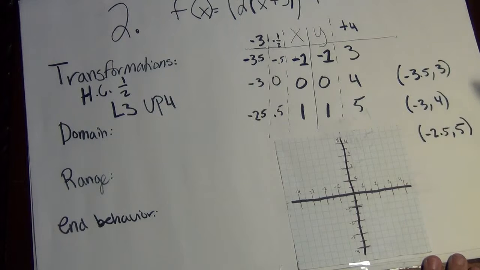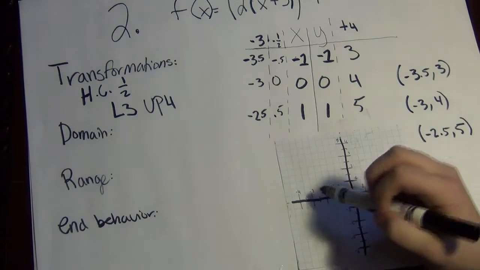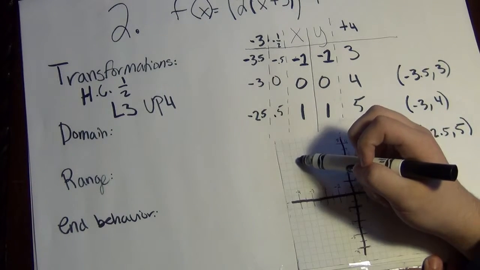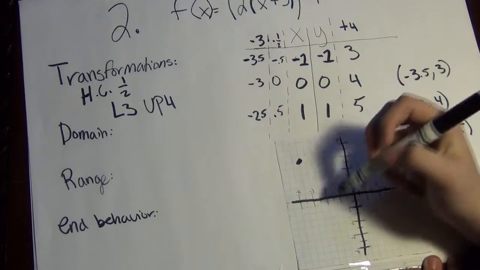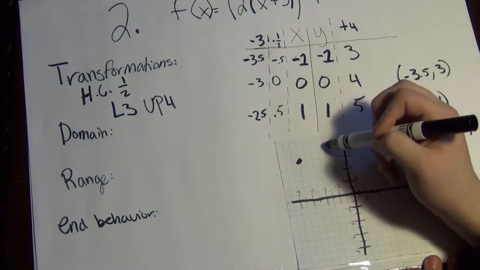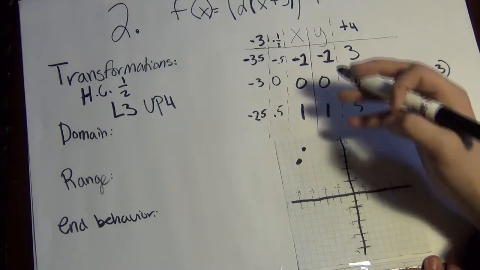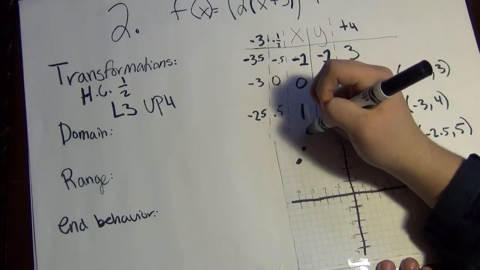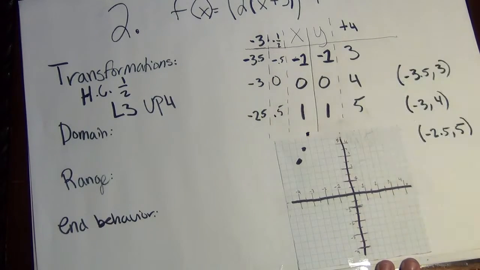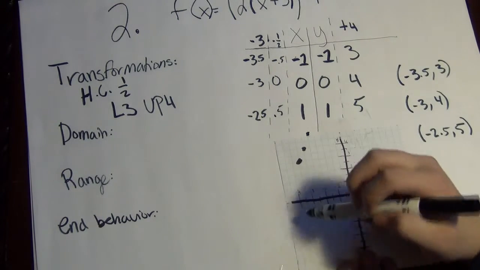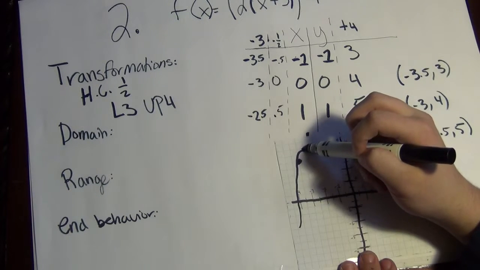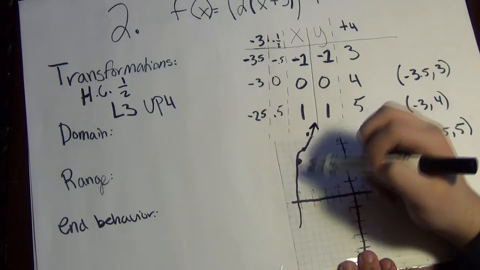So -3.5, 3, so there, -3, 4, so up there, and I kind of ran out of room, so the last one is going to be somewhere up here. Okay, since this is positive, it's going to be coming down from the right and then up at the left, just like that.